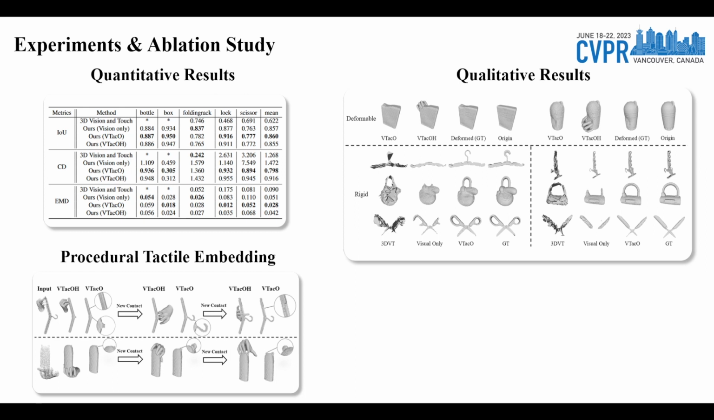Due to the accurate hand pose estimation, the results of VTacOH are only slightly worse than VTacO, where the sensor poses are the ground truth. We can see from the table that our method outperforms others in most categories in the metrics. Qualitative results are demonstrated in the figure above. As illustrated in both quantitative and qualitative results, VTacO has better reconstruction results.